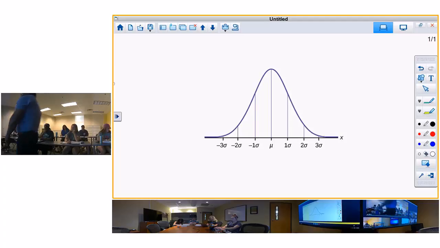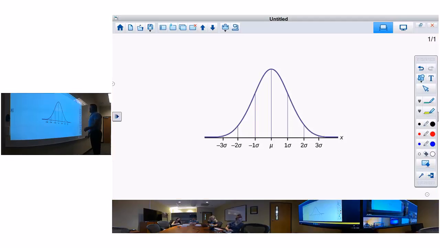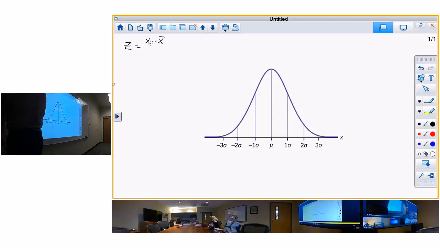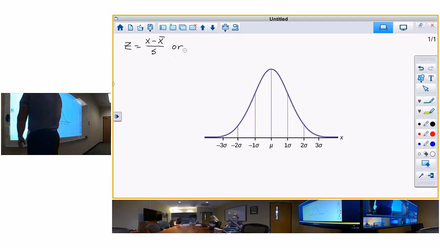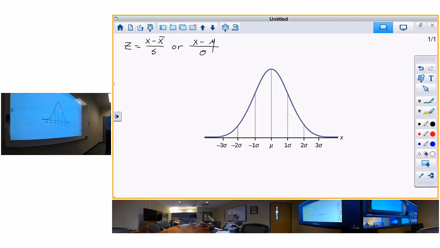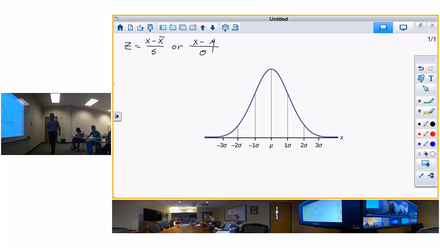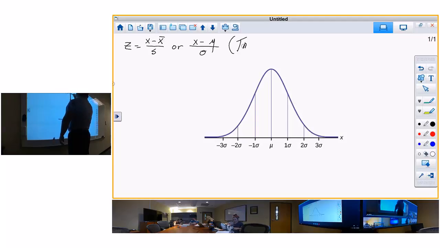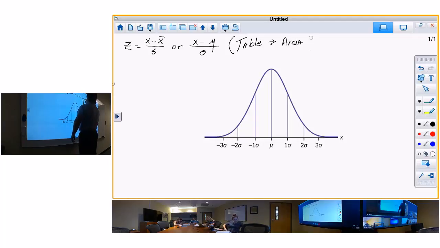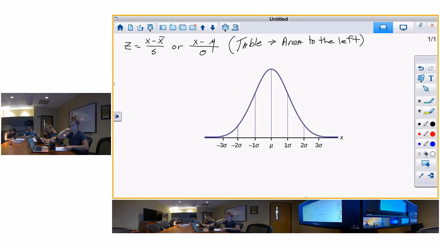All right, so there's two formulas that we're gonna be dealing with. One is a z-score. Z is equal to x minus x bar over standard deviation, or if you're dealing with a population, x minus mu over sigma. All right, so that's the z-score. We already talked about how to calculate that. And when we're talking about that in here, we're talking about the area to the left, all right? A z-score, when you look it up in the table, you're talking about the area to the left. We'll talk about that in just a minute.